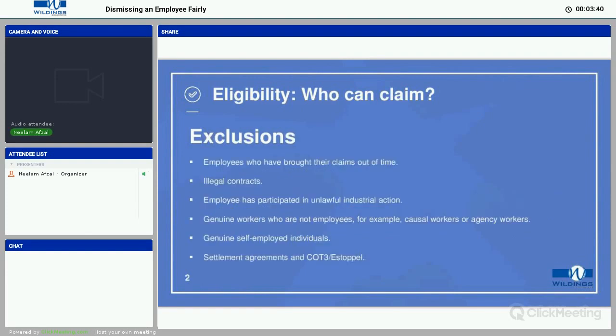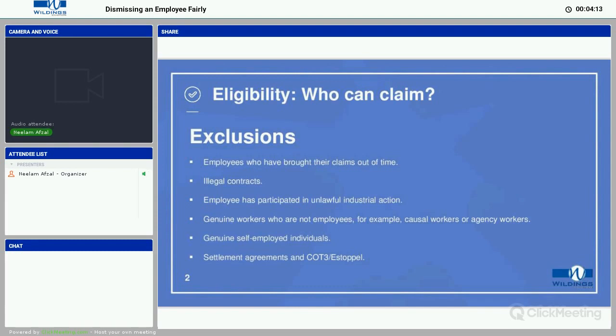And there are some exclusions to employees who can't bring claims for unfair dismissal. So employees who have brought their claim out of time. Now, what this means is that an employee has 3 months to register the claim with ACAS, and then there's a specified period by which they have to register the claim with the Employment Tribunal. Now, if they present this claim outside of this time period, they won't be able to pursue their claim for unfair dismissal. But there are some exceptions to this, and the tribunals will apply some particular rules.